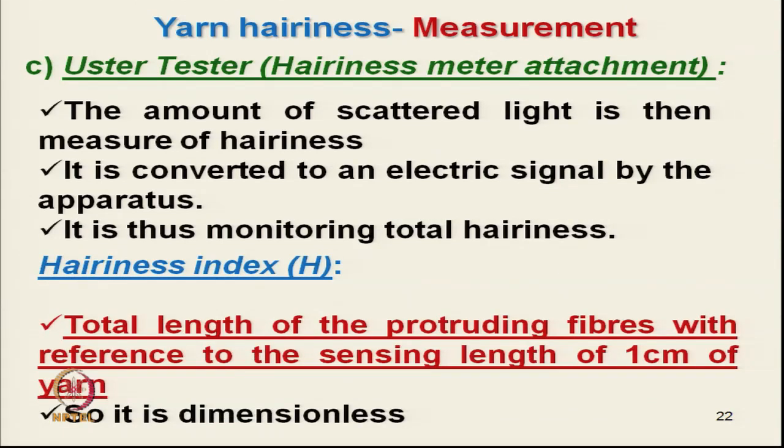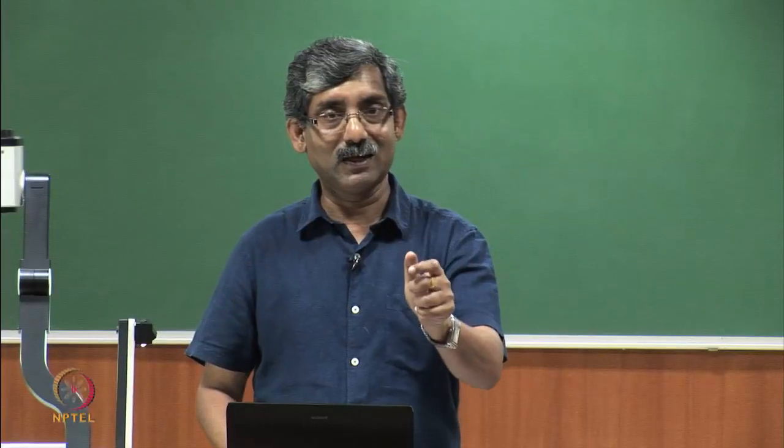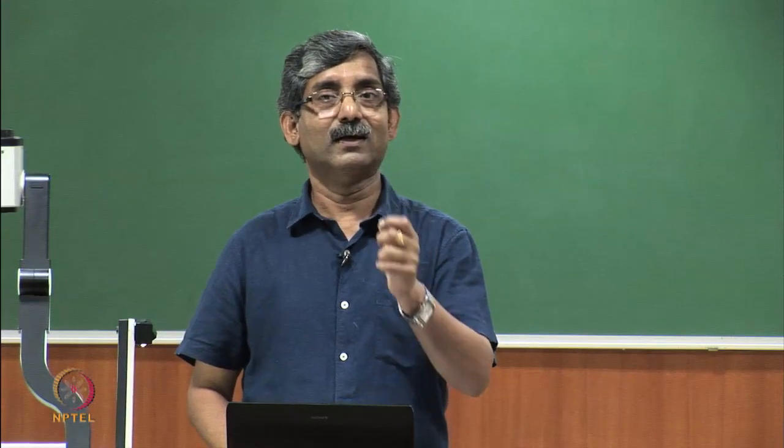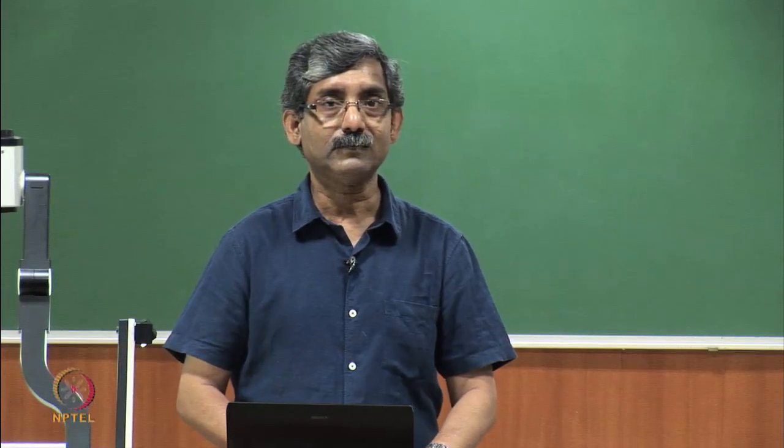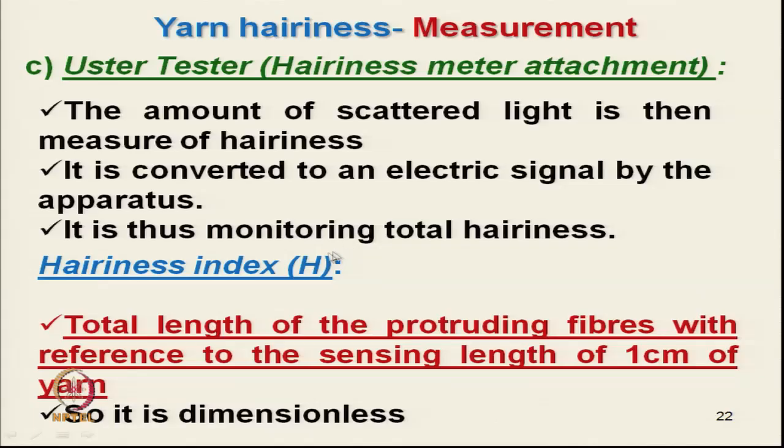The instrument gives a data which is known as the hairiness index, that means the total length of protruding fiber with reference to the sensing length. What is the sensing length? 1 centimeter of yarn. That is important. It is the total length of hair in centimeter divided by the length of yarn in centimeter. So, that is why this is dimensionless, centimeter by centimeter. That means a higher H value means a higher length of hair protruding.